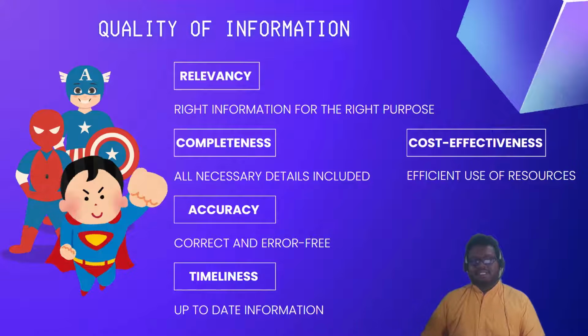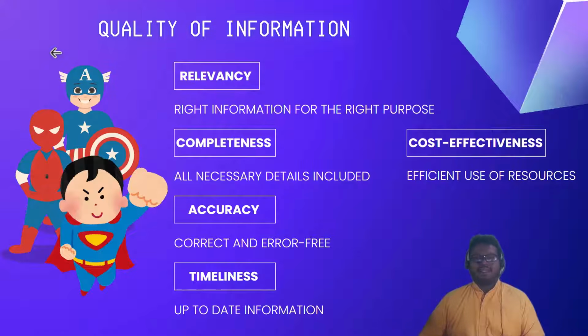Then what is cost effectiveness? That is efficient use of resources. What is efficient? Smartest way is the efficient. You can book by smartphone or your mobile. Ticket can be booked online.